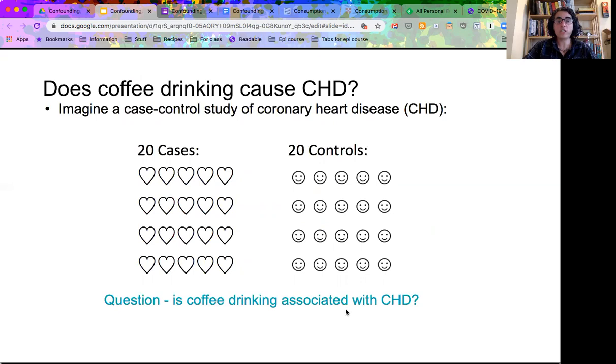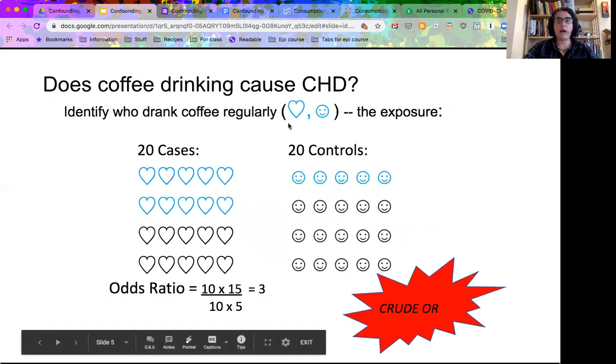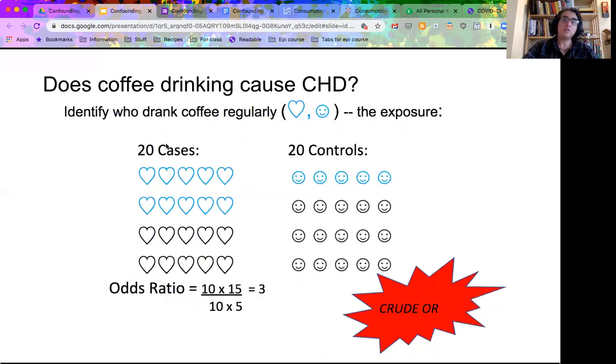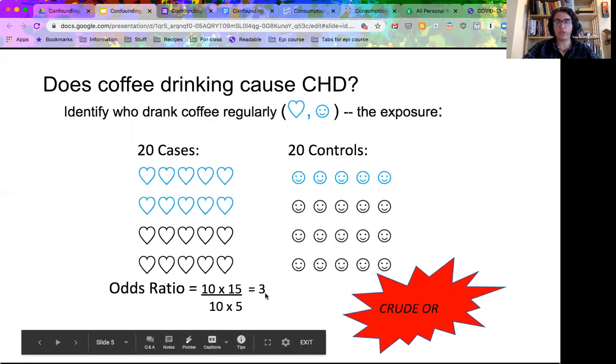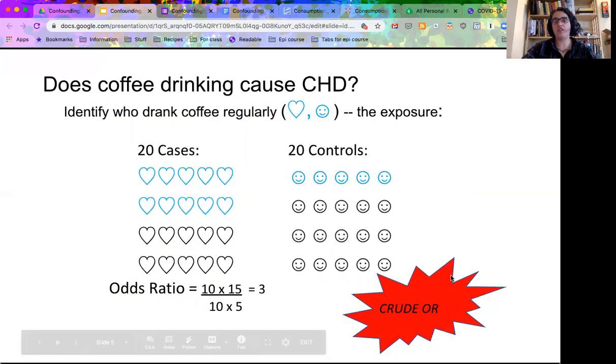And we have our question. So first we'd sort them out into the exposed and the unexposed, where the blue cases here are people who drink coffee regularly. So we have 10 cases who drink coffee. We have 5 controls who drink coffee. And if you calculate the odds ratio, you get an odds ratio of 3. I'm going to call this the crude odds ratio because it isn't taking any confounding factors into account. It's just a simple calculation.